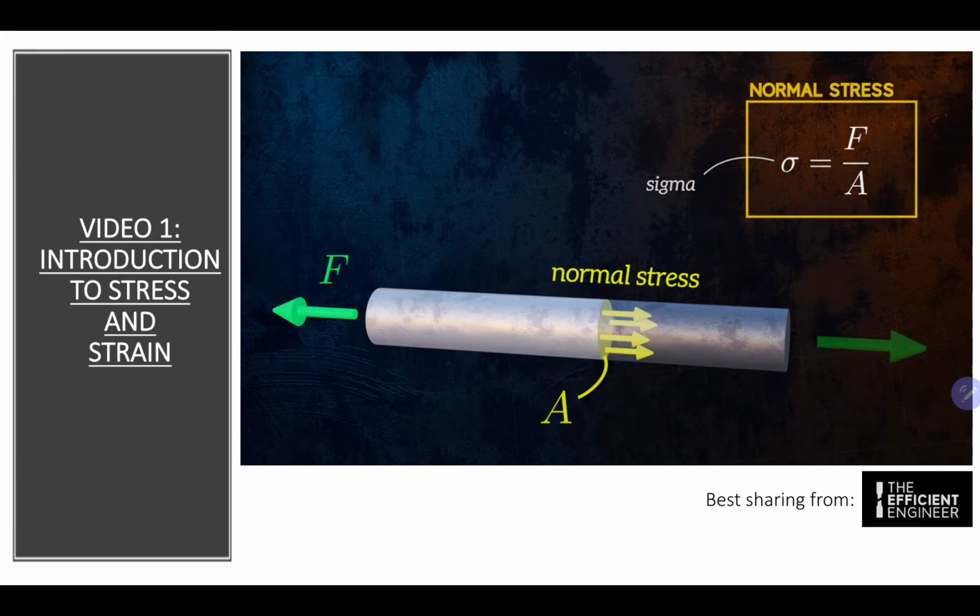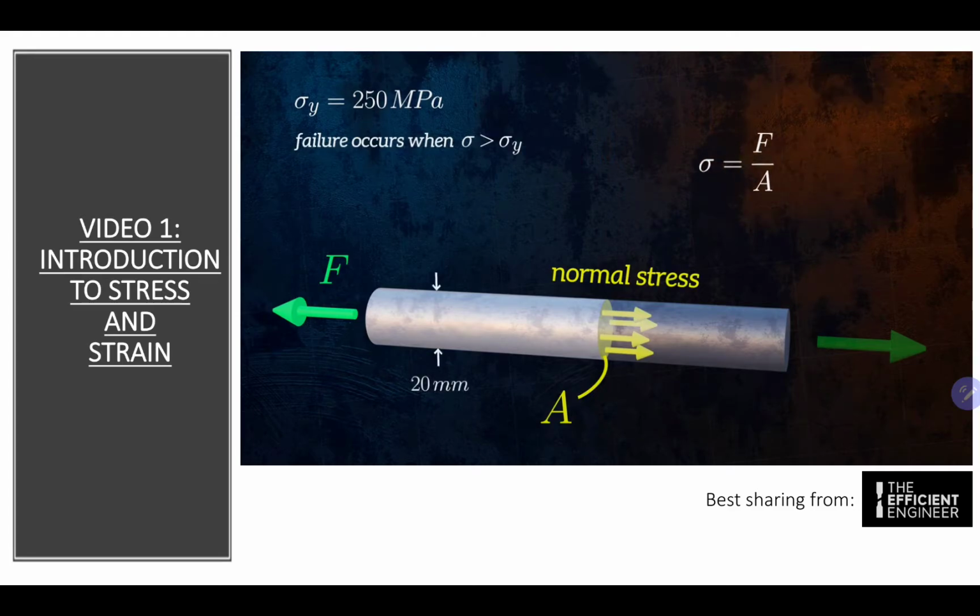One reason being able to calculate stresses is important is because it allows us to predict when an object will fail. Let's say our bar is made from mild steel, which has a strength of 250 megapascals. The bar will fail when the stress within it exceeds the strength of the material. If our bar has a diameter of 20 millimeters, for example, we can calculate that it will fail if the applied force is larger than 79 kilonewtons.